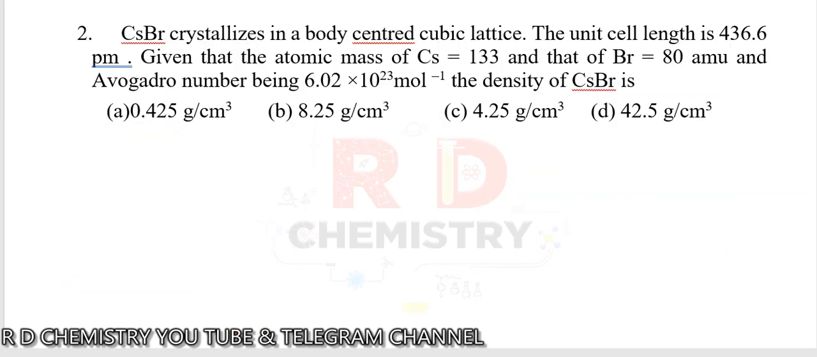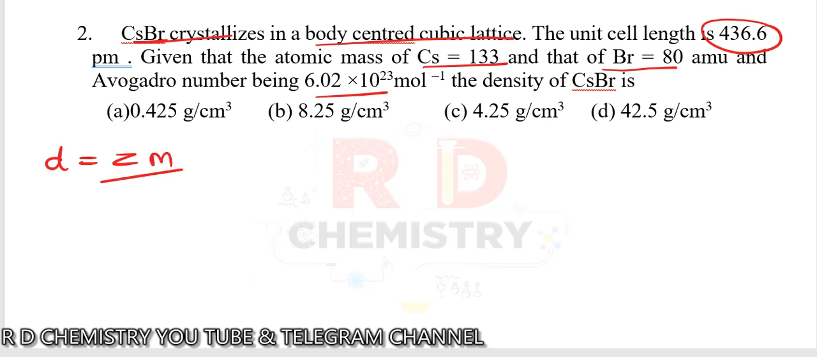Question number 2. Cesium bromide crystallizes in a BCC lattice. Unit cell length is given. Atomic masses of cesium and bromine are given. Avogadro number is given. Therefore, we need to calculate the density. Now, what is the formula to calculate density? Density is equal to Zm divided by a cube Na. Right? So we are calculating density now.